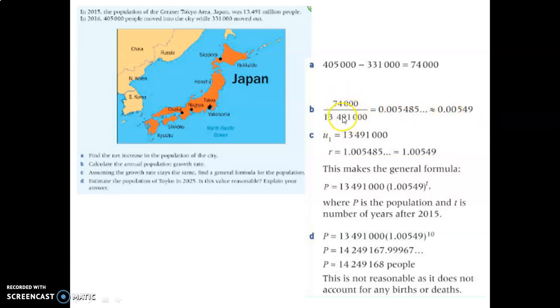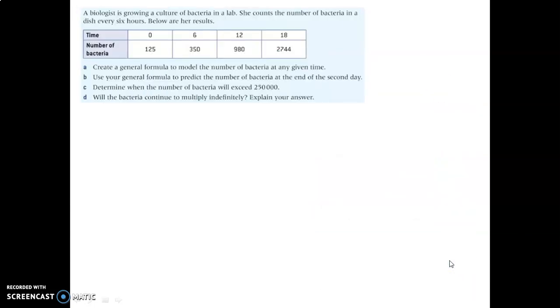Because that's how much it grew as a portion of the total. Then you have a formula, where U1 is here, R is what we just calculated, and we have a general rule. So the initial population times 1 plus the growth rate, 1.005, and then the number of years. In the final problem it says 2025, and we're going from 2015, so 10 years have passed, so we put a 10 here, and we get a population. Also, once you get the process here, it's not so bad, so I hope you're able to figure most of that out. And the last problem is this.